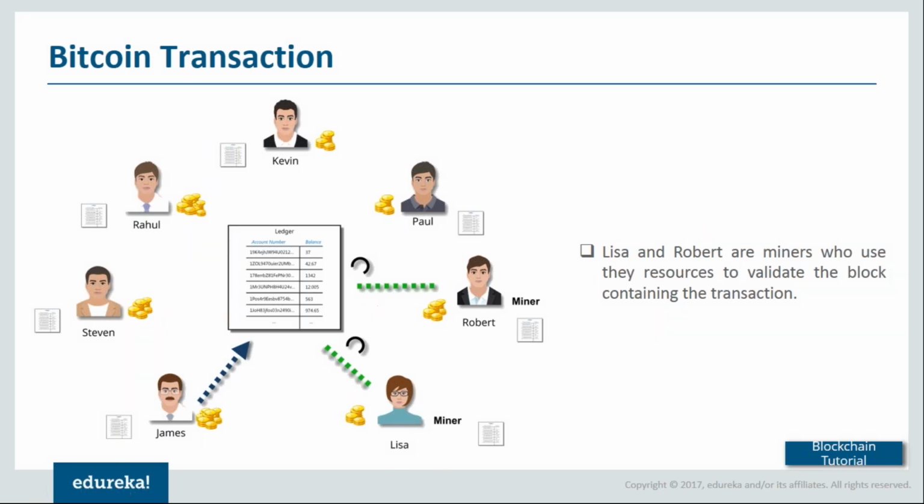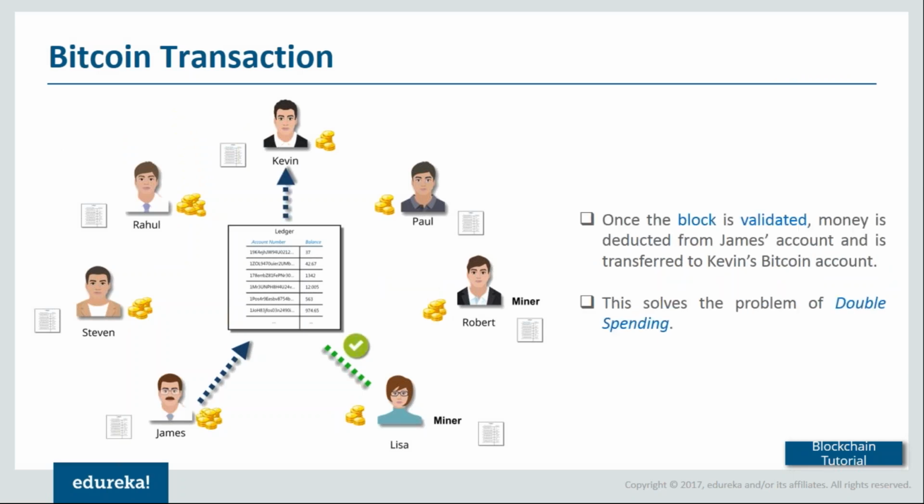Once they have validated that James has sufficient balance in his account to transfer 500 Bitcoins to Kevin, this transaction gets added as part of the block. And once the block itself gets validated, the money gets reduced from James's account and goes to Kevin's Bitcoin account. Usually this whole process of block validation gets completed in 10 minutes, but it is suggested that you wait about 30 minutes to confirm a transaction. Now why is that so? We will be talking about it in our next session, but for now just keep this in mind.